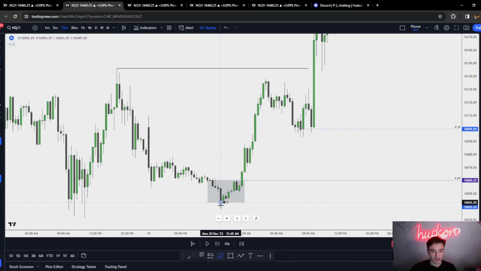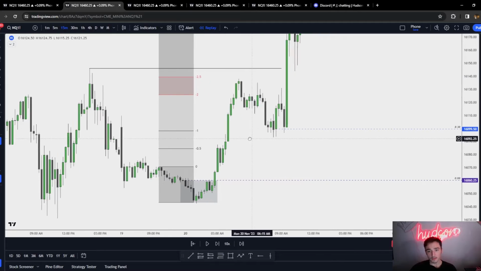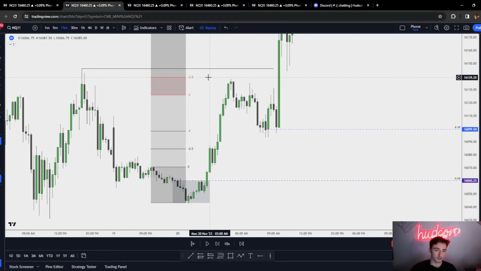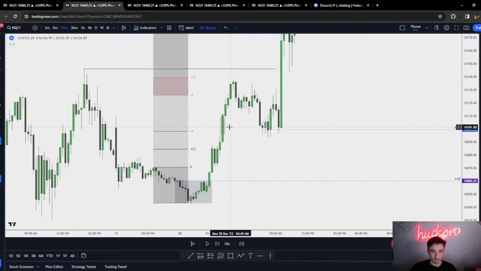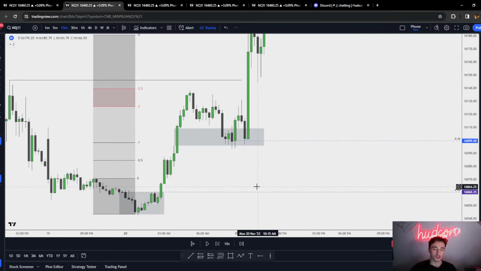And if we take our standard deviations, if you haven't watched the video I have on standard deviations, go watch that. If we take this, you can see we reach -2, -2.5. And if you see, we have really no displacement other than right here, but where do we go? We come into a bullish PD array and we continue to hold it, come out of it, come back into it, and where do we go?